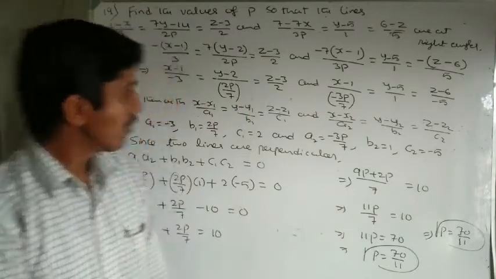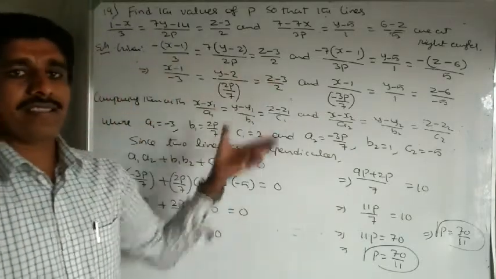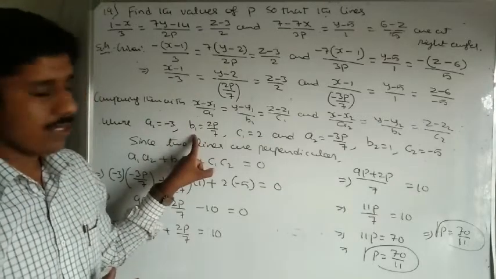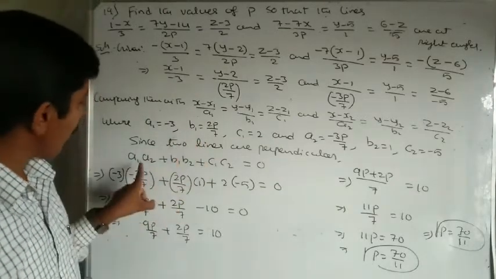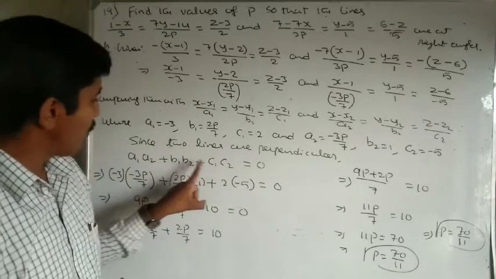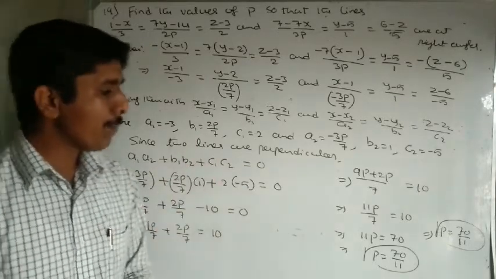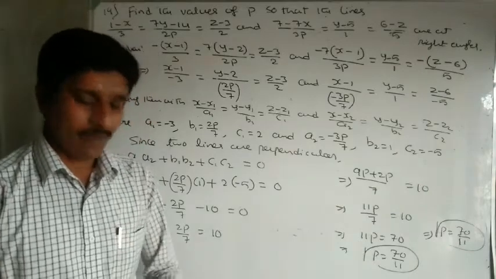Mind it. First express the given line in standard form and write the direction ratios of the two lines. Mind it, condition: two lines are perpendicular, a1 a2 plus b1 b2 plus c1 c2 is equal to 0. Substitute the values, simplify. We get p value 70 by 11. Got it?